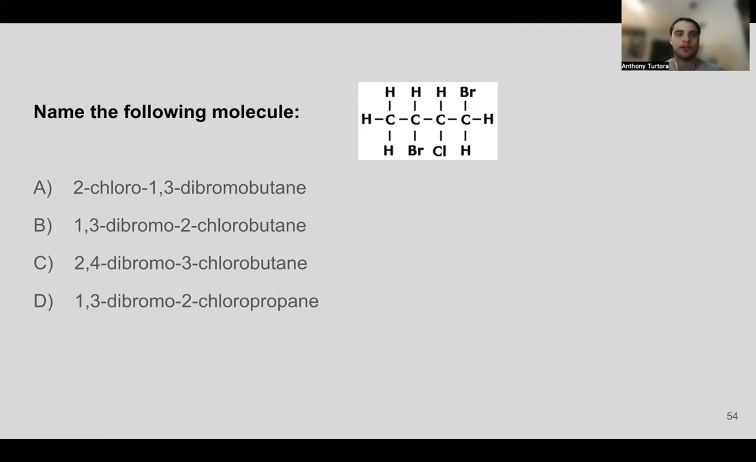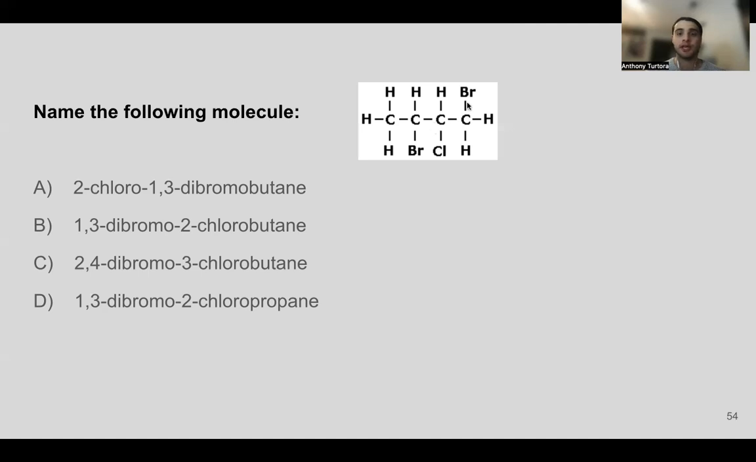All right, so the question states just to name this following molecule. So first, what I'm going to do here is just going to figure out what my longest carbon chain is. So I see that I have just a straight line of 4 carbons. So I know it is going to be bute. I don't have any double bonds or triple bonds. I only have single bonds. So it's going to be butane.